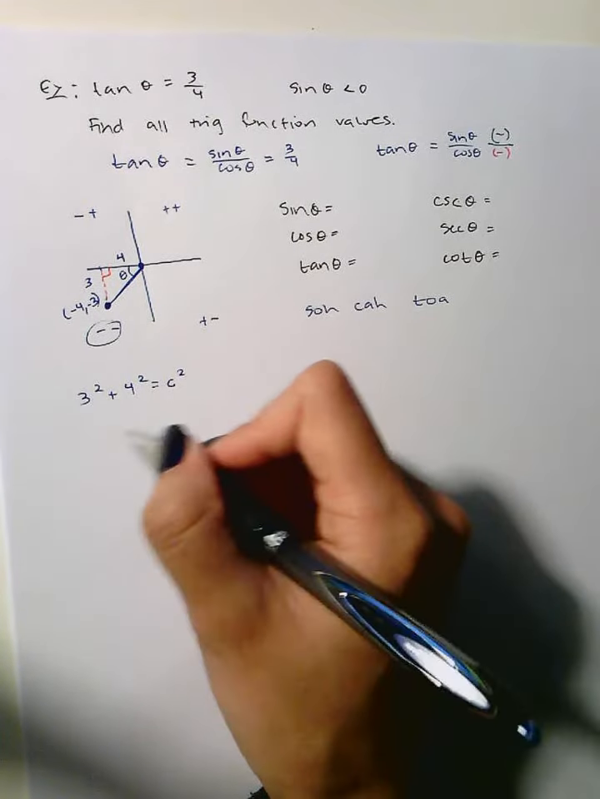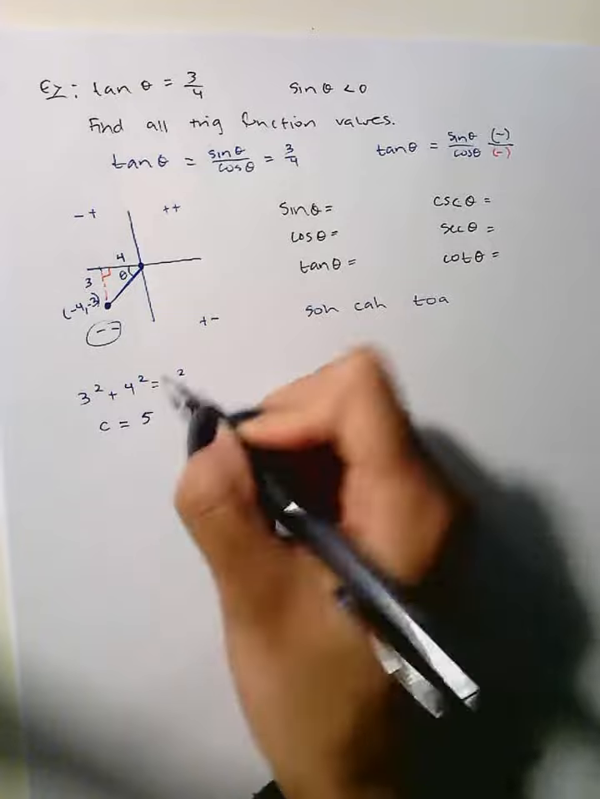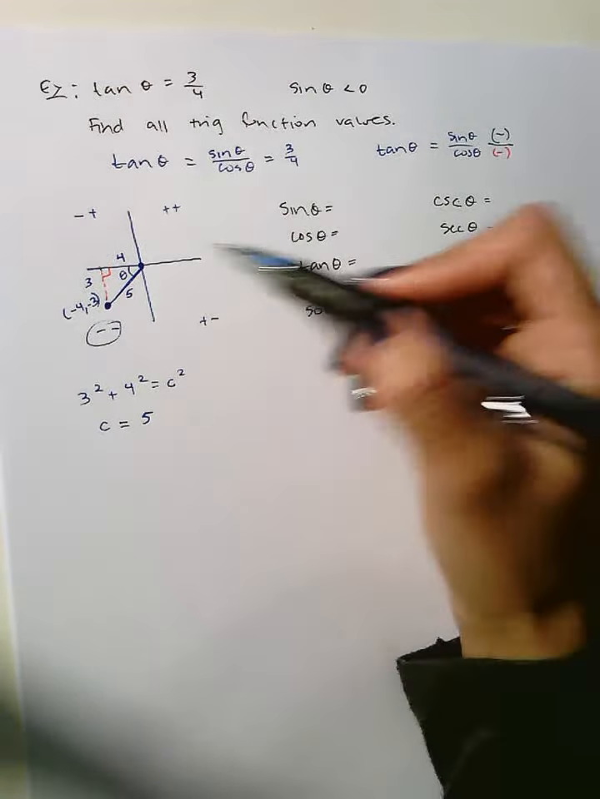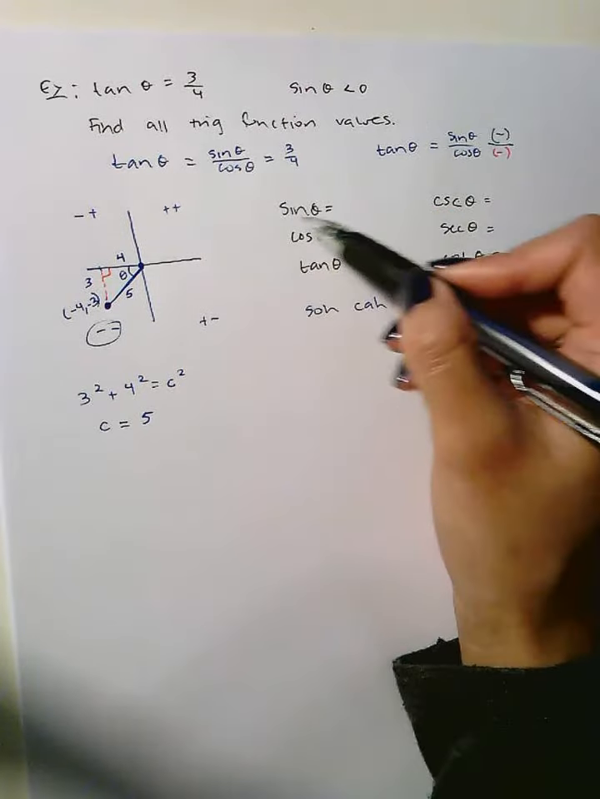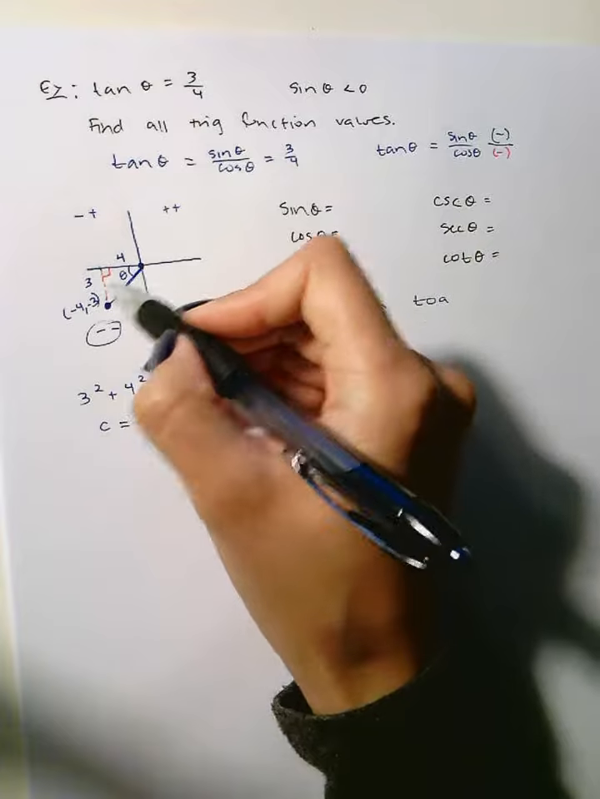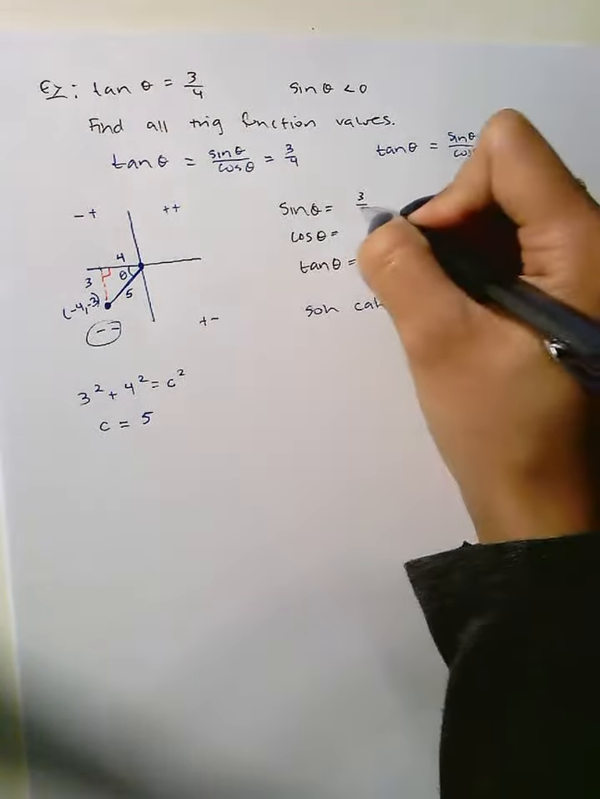That means that c squared is equal to 25, which means c is equal to 5. So this distance is equal to 5. Now we're going to go ahead and use this picture to find the sine value. So sine is opposite over hypotenuse. Opposite is equal to 3. Hypotenuse is equal to 5, so 3 over 5.